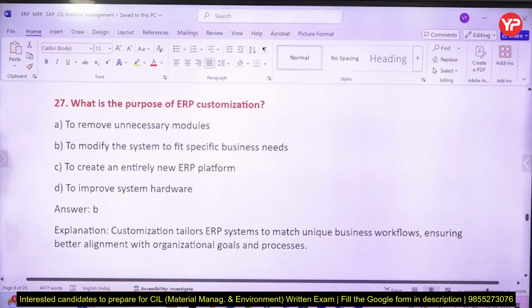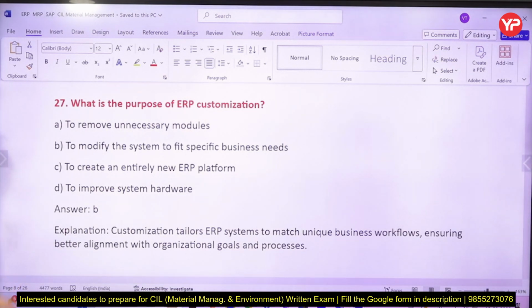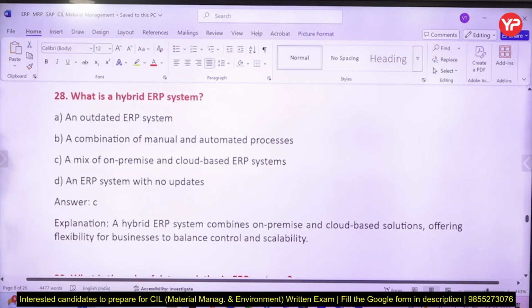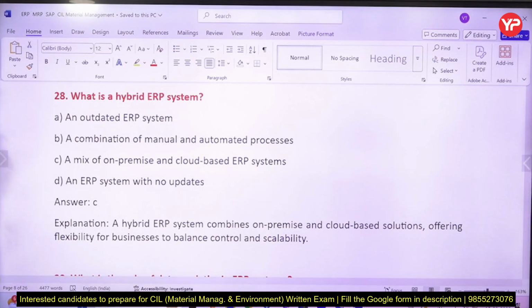ERP customization, what is the purpose of that? To modify the system to fit specific business needs. Purpose of ERP customization: unique business workflows. What is a hybrid ERP system? On-premises and cloud-based, a combination of these two.